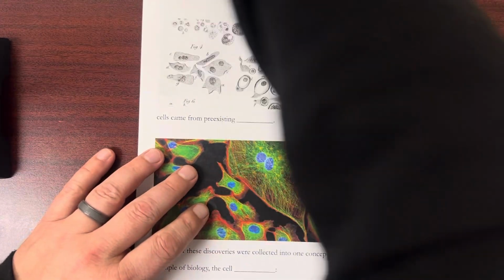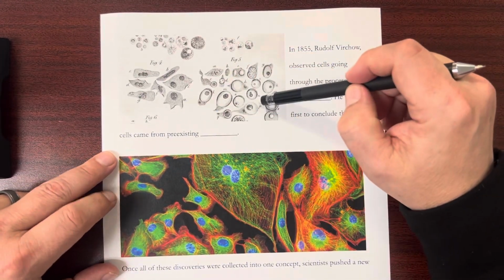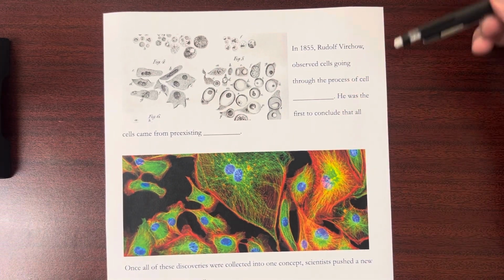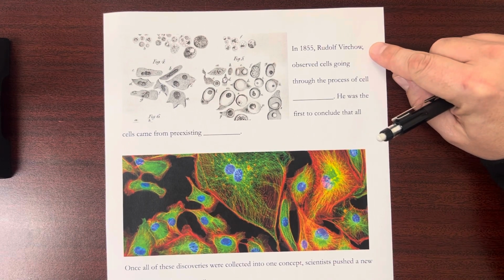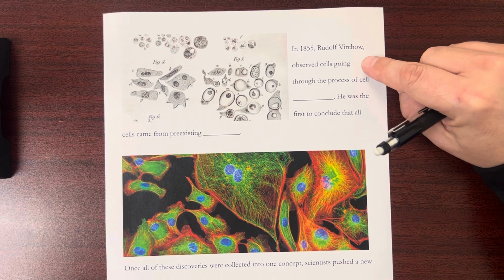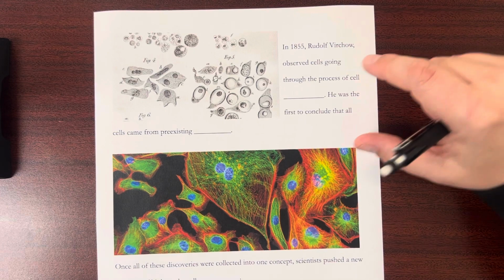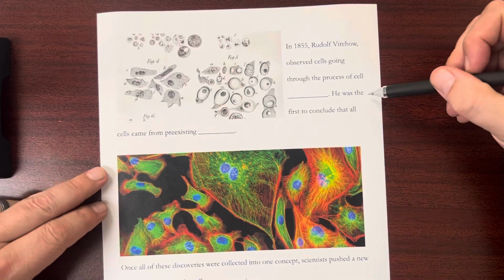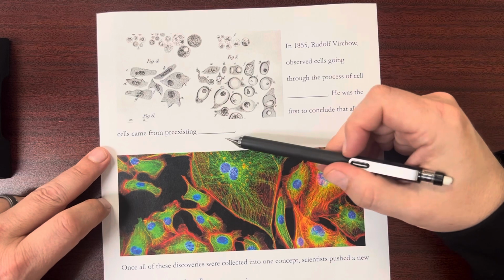Okay, last one here. Yet again, another drawing, and these are all the actual drawings from the scientists that we're talking about. In 1855, so not much later, Rudolf Virchow observed cells going through the process of division. So this is when cells, you get one cell and it divides into two cells. He was the first to conclude that all cells came from pre-existing cells.